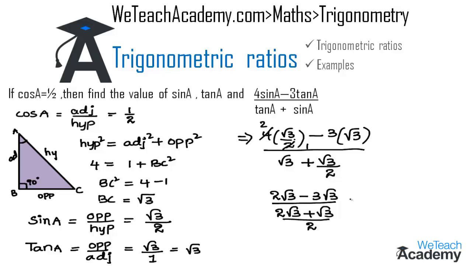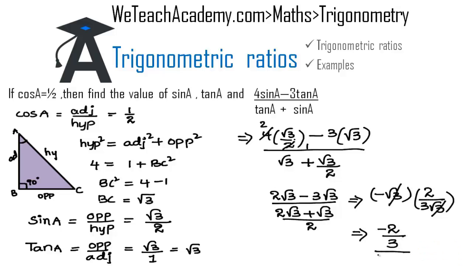And then by subtracting in the numerator, we get minus root 3 into the reciprocal of the denominator, which is 2 by 3 root 3. And here root 3 and root 3 get cancelled, and we get the result as minus 2 by 3. So this was the basic introduction on how to solve examples on definitions of trigonometric ratios.